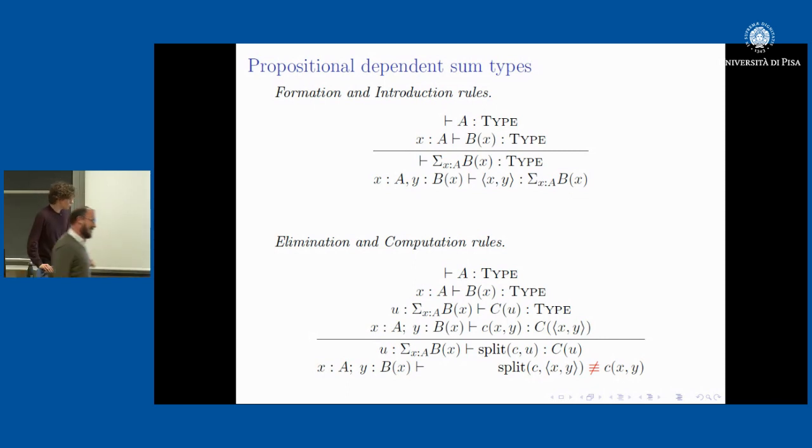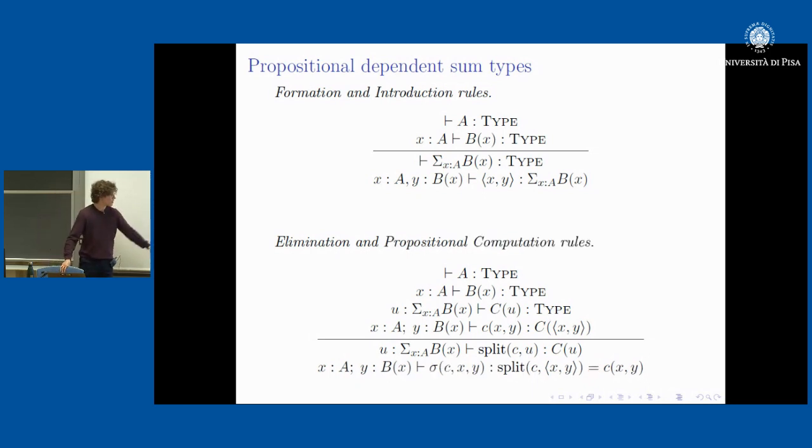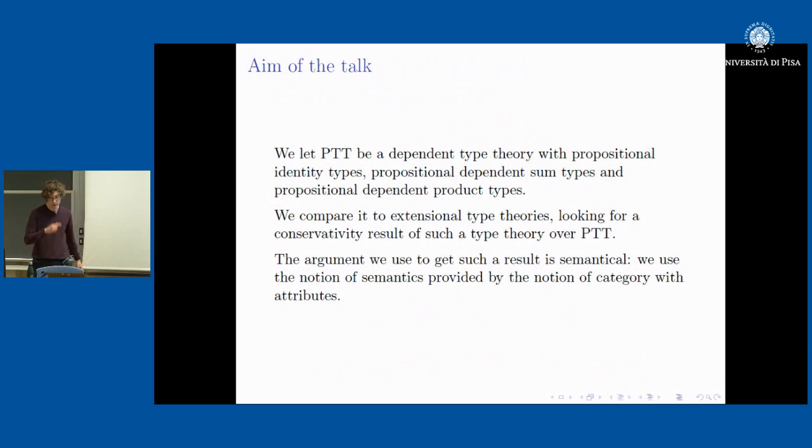Dependent sum types also have a computational rule, right? And again, we do not require, in this case, to have it in judgmental form. We just require it in a weaker form, that there is a term that inhabits the corresponding ID type. So now we can state the aim of the talk.